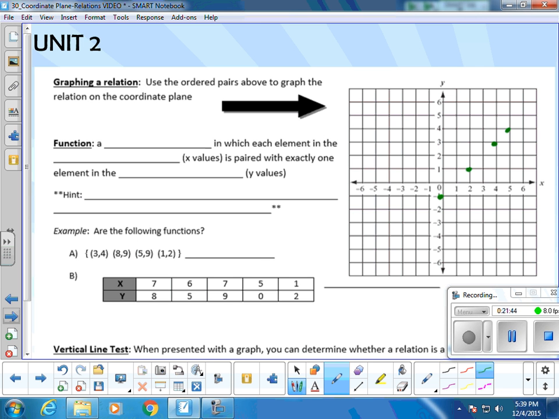So a function, fancy, is a subset or a special section of relations. So it's a relation in which each element in the domain, which are your x values, are paired exactly with one element in the range, or the y values. So think of your closet.